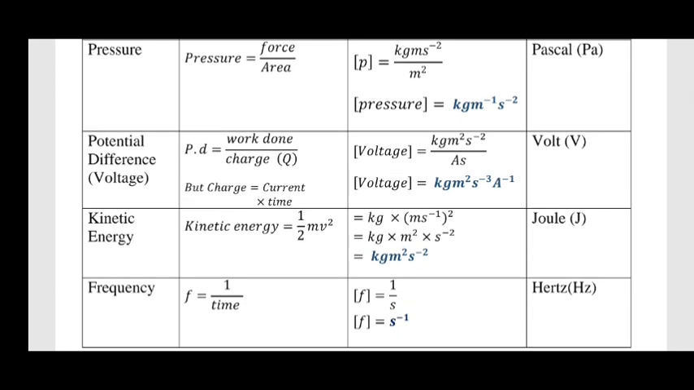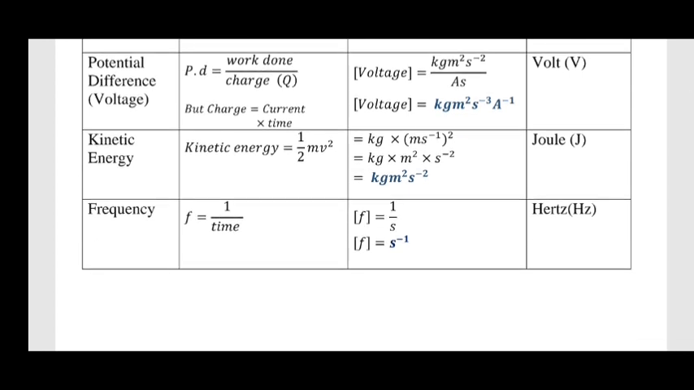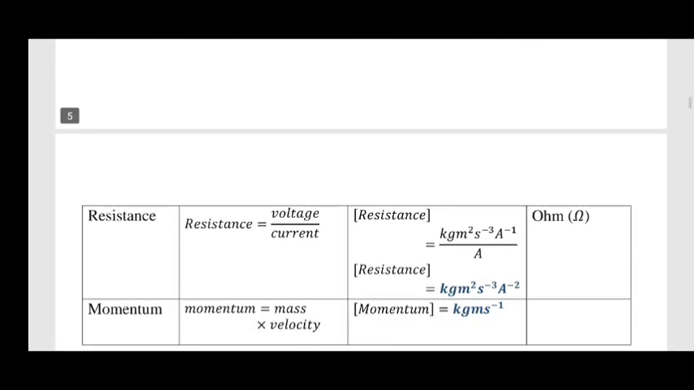For kinetic energy is the same. You multiply the units for mass and you multiply the units for the velocity, but you square that and you end up with the unit for kinetic energy. For frequency, it's still the same, 1 over time, so it's 1 over s, and you get per second, which is the units for frequency.